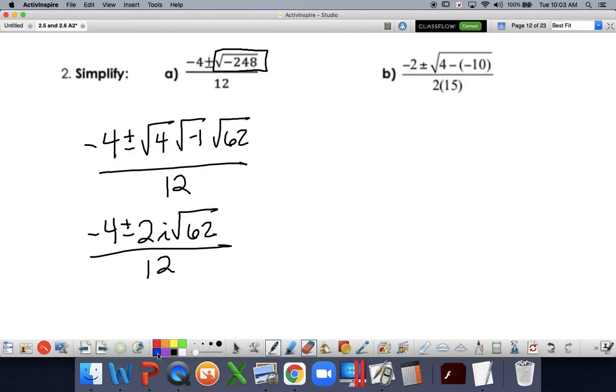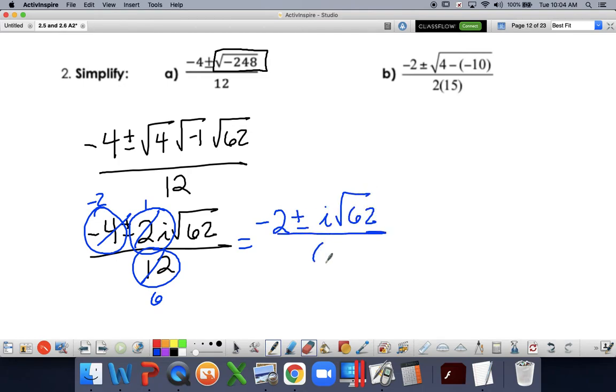Now, last but not least, in order to simplify this down, you need to have all 3 corners have something that is divisible into all 3 of them. And notice I did not circle what's under the radical. What's under the radical will have to stay under the radical. Even though it's an even number, it's not 62, it's the square root of 62. But since these 3 are all divisible by 2, I'm going to divide all of them by 2. So I get negative 2 plus or minus i square root of 62 over 6.